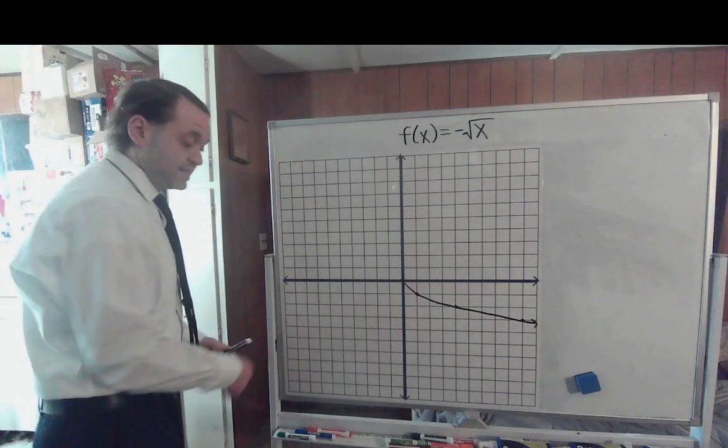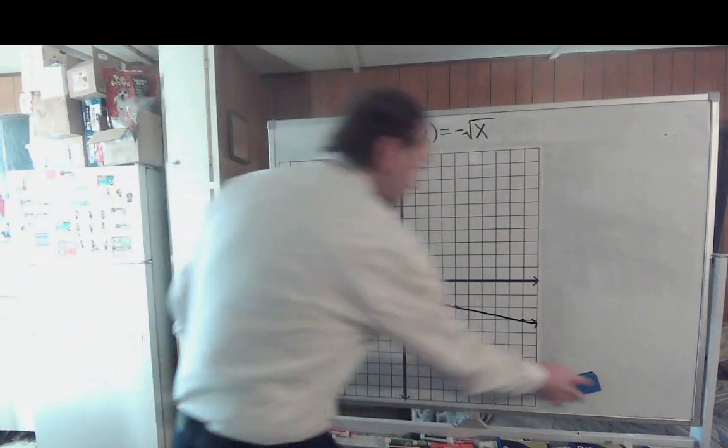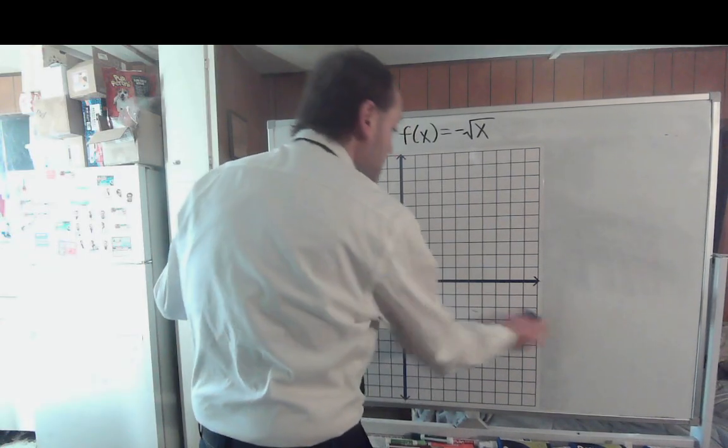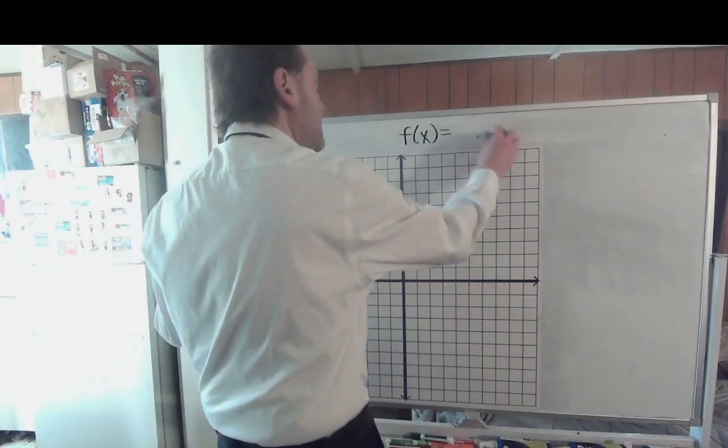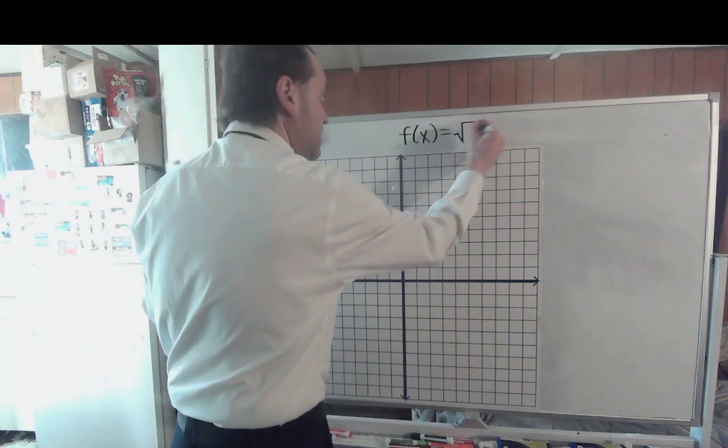So that's something to note, and we're also going to talk about the other way. The other way would be, let's take the positive square root this time of negative x.